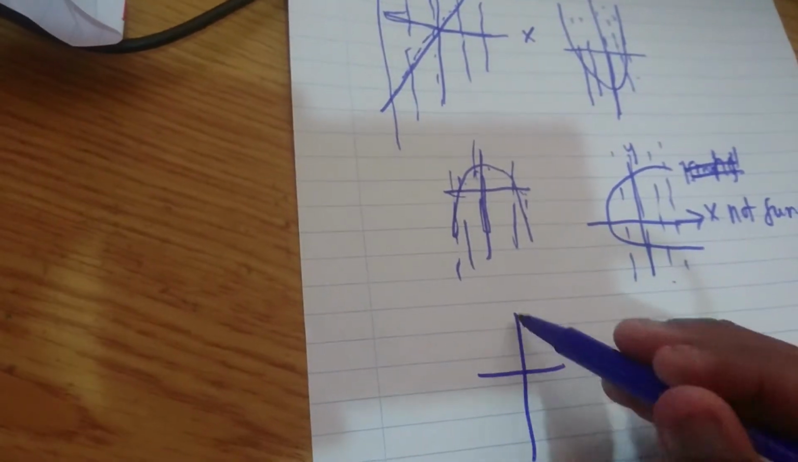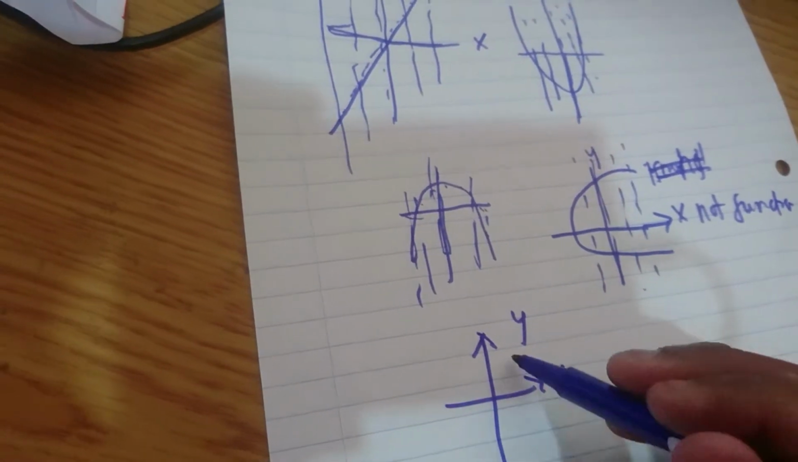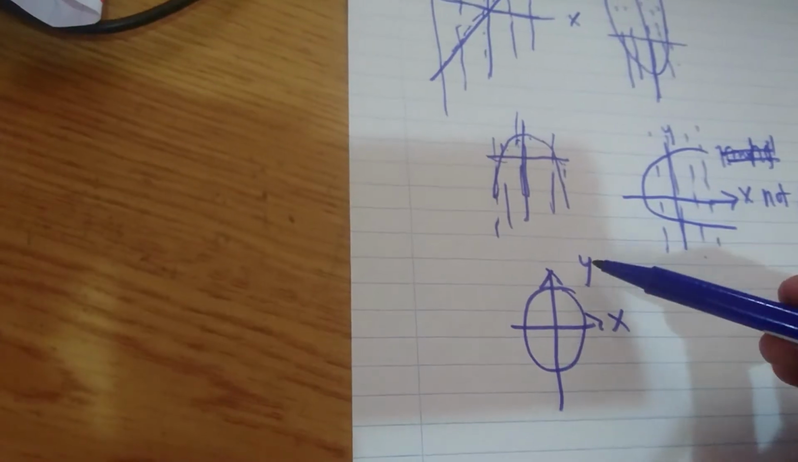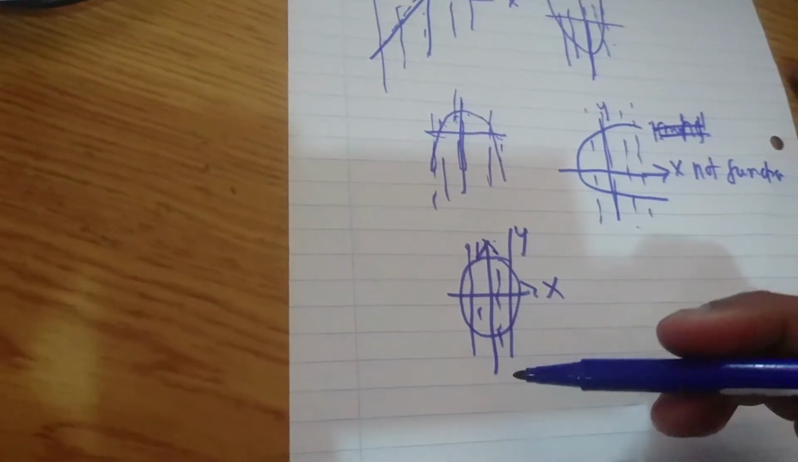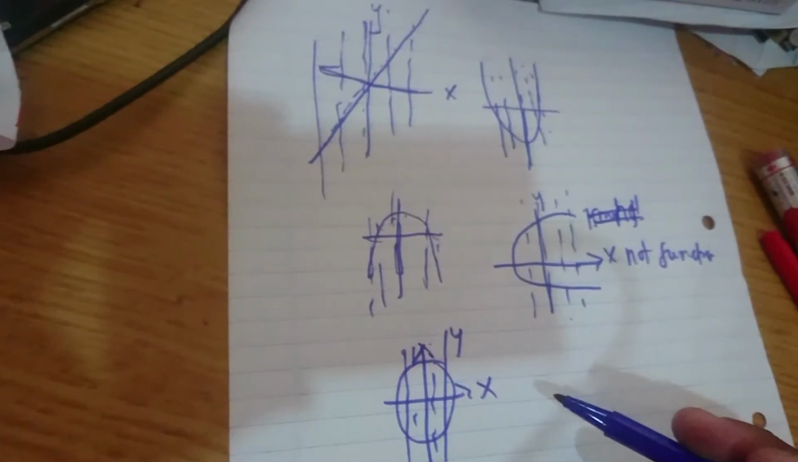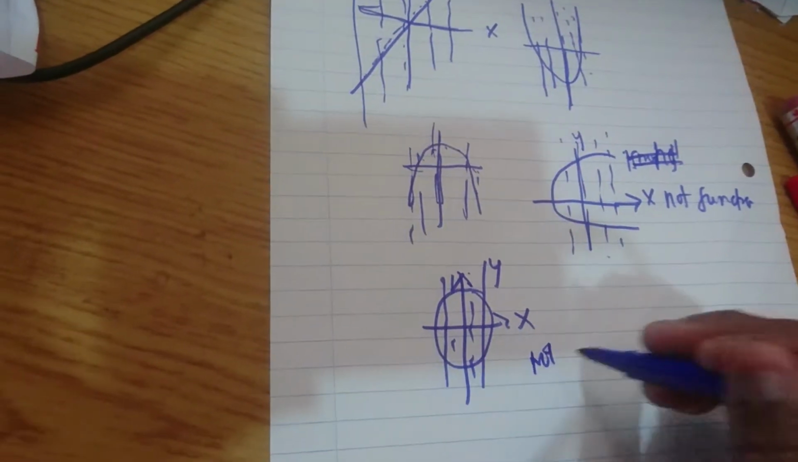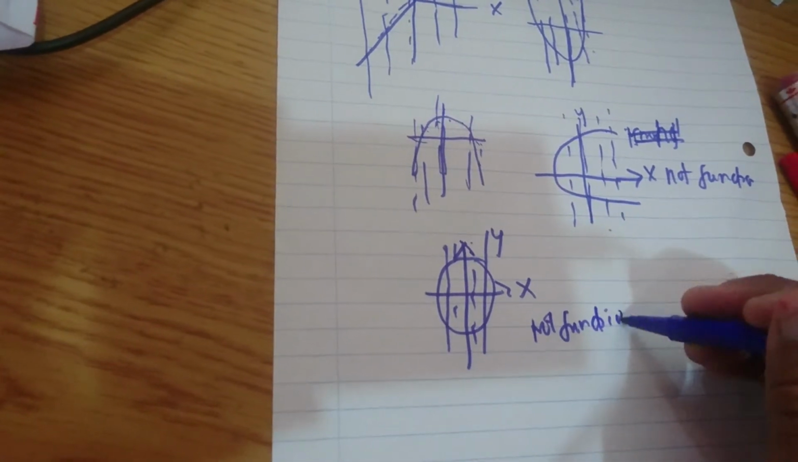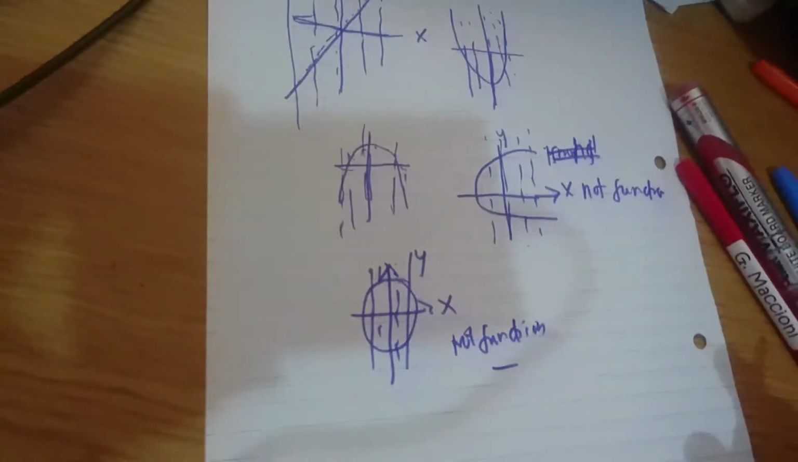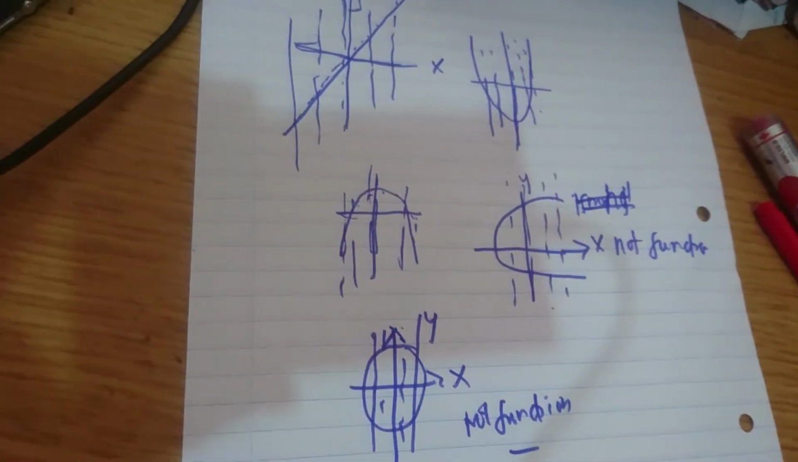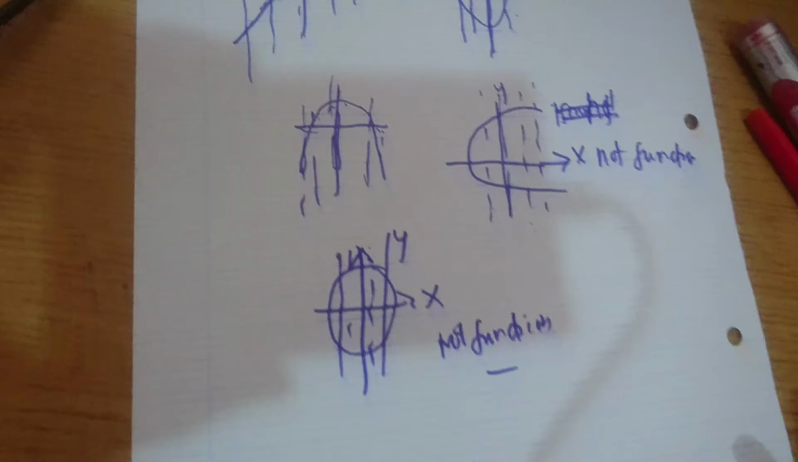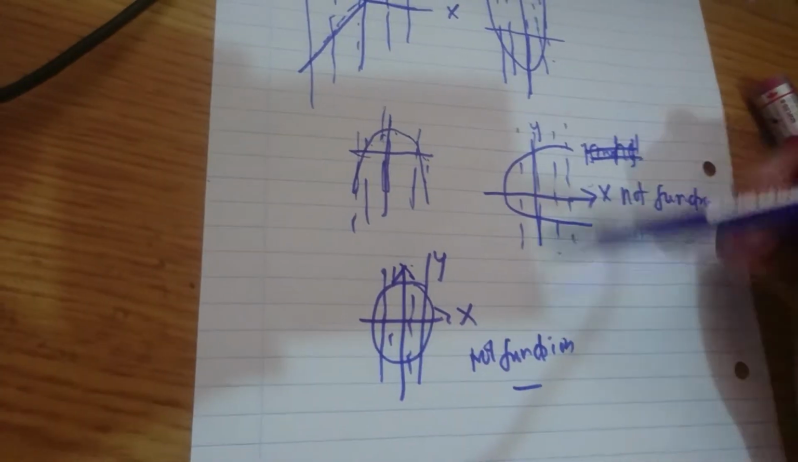Okay, what about this one? It's a Cartesian plane, and they have a circle here. Is this a function? Okay, let's test it by drawing a vertical line. No, it's not a function, because when you draw a vertical line, it cuts more than once. So now we get it: to test a function, you have to draw a vertical line. If it cuts only once at every point, then that's a function. If it cuts more than once, it's not a function. So these two are not functions, because when you draw a vertical line, they cut more than once.